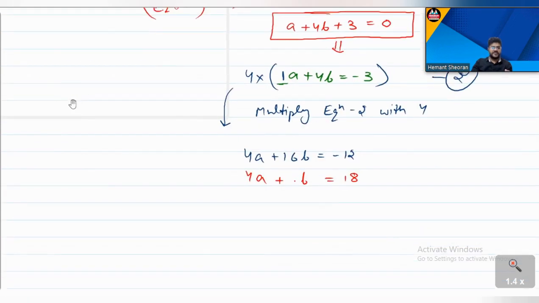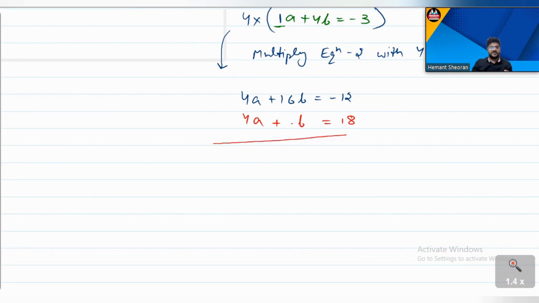And then you have to subtract them. So how will the subtraction happen? Just change their sign. So 4a minus 4a is 0. 16b minus b is how much? 15b is equals to what? 18 minus minus 12. 16 minus 1 is 15. So negative and negative, we will add them, but the sign will remain negative. So 18 and 12 will make it 30. So b comes out to be what? Minus 30 over 15. That gives you negative 2.